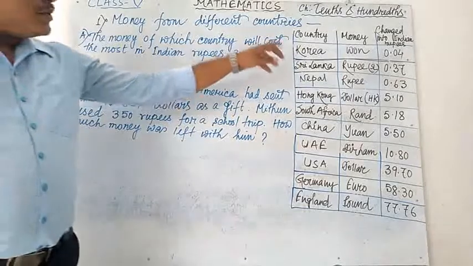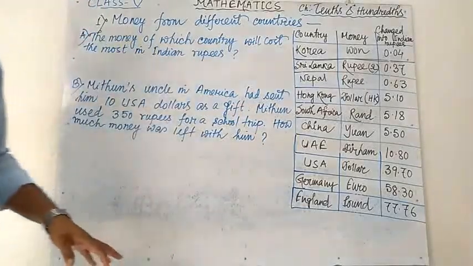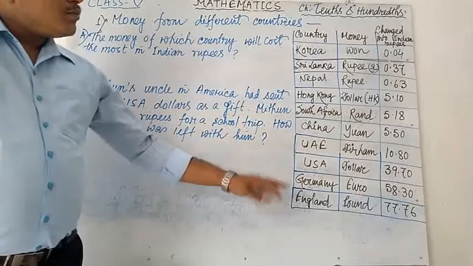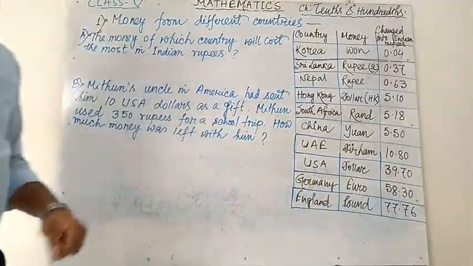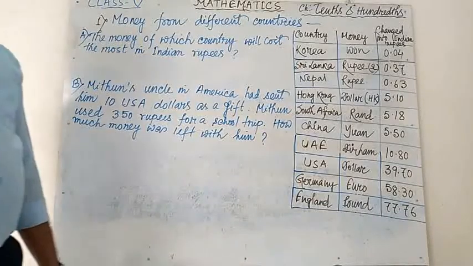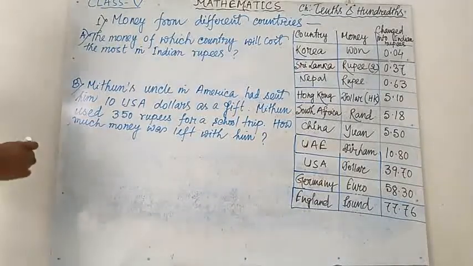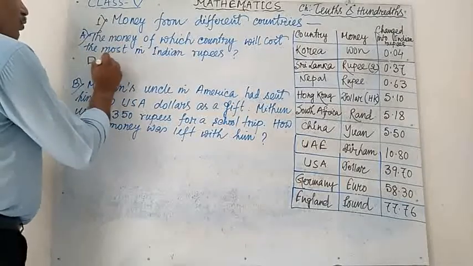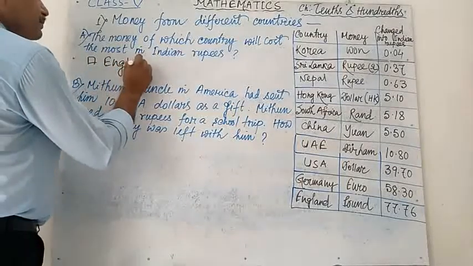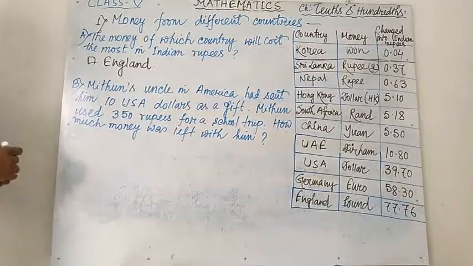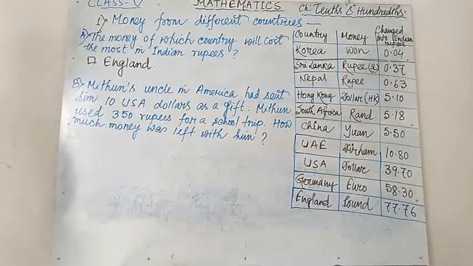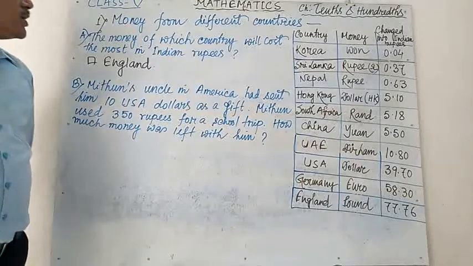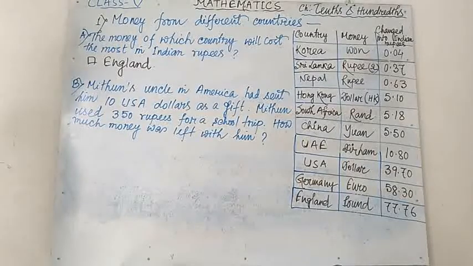Now you can see from here, the money of which country costs the most in Indian rupees? It is England. Its equivalent Indian rupee is 77.76. So your answer will be England. Next, question number B. Mithun's uncle in America had sent him 10 USA dollars as a gift.